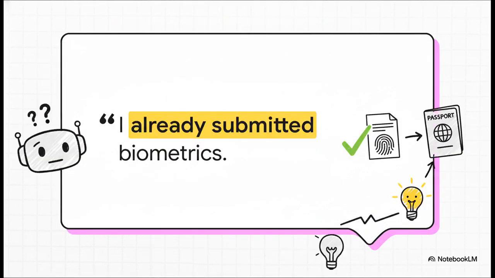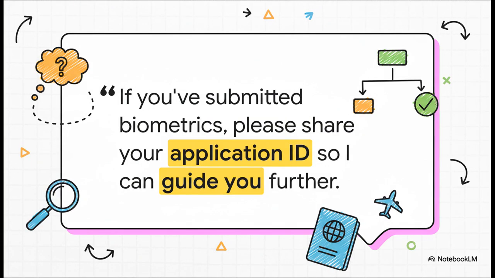Now, check this one out. This isn't even a question, right? It's just a statement. "I already submitted biometrics." A more basic chatbot might totally stumble on this. But VisaMate's intent agent is smart enough to read between the lines. It correctly figures out that this is a status check. It understands the real goal here is to track an application, so it gives the logical next step. "Okay, I'll need your application ID." This really shows how it can reason beyond just simple Q&A.